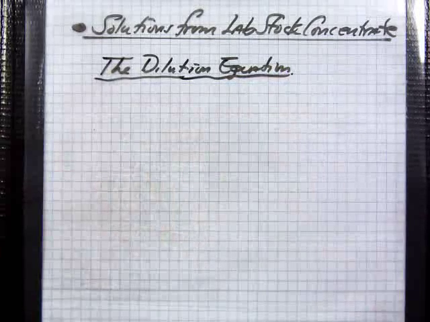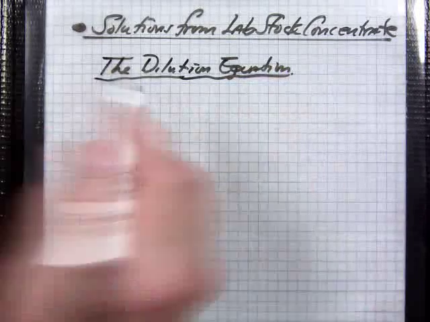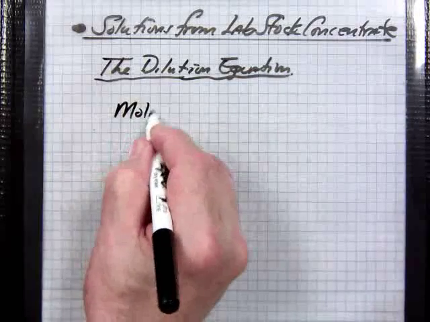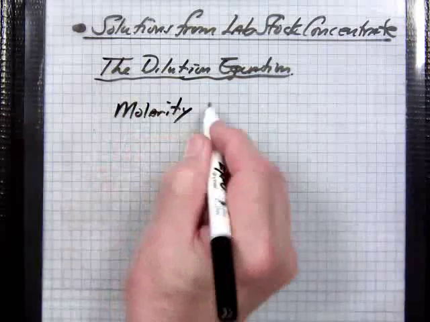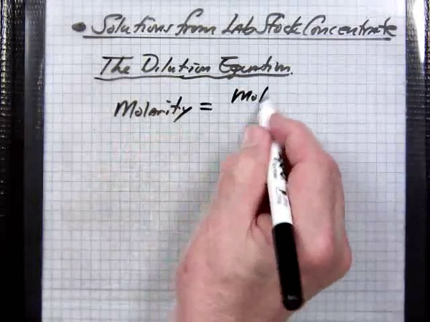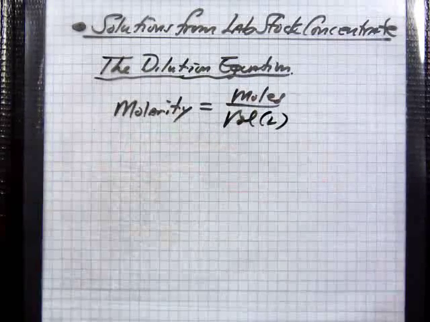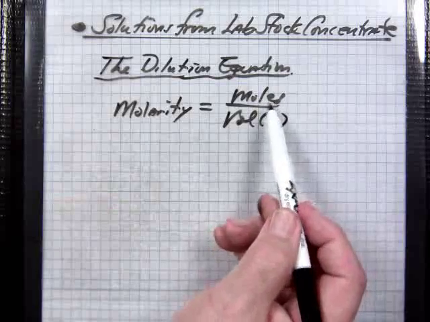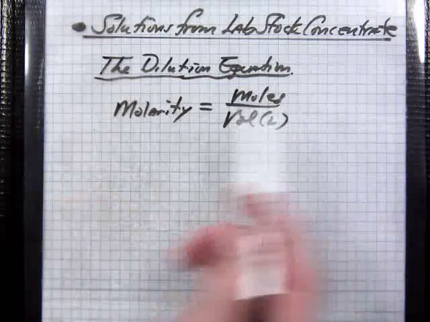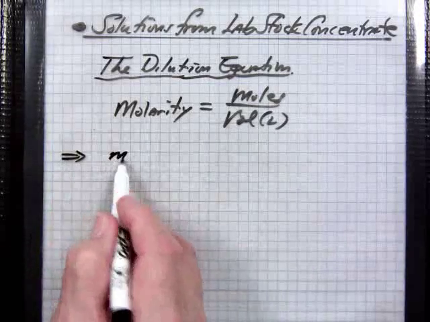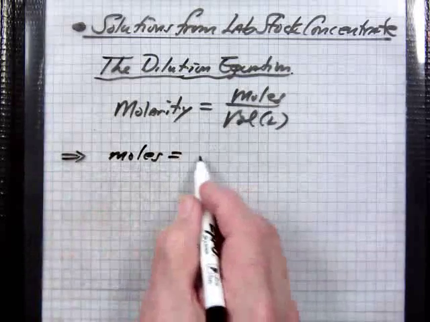And it's derived from the definition of molarity, where molarity is equal to moles over volume expressed in liters. Now, what I want you to do is solve this expression for moles. Moles is equal to molarity times volume.